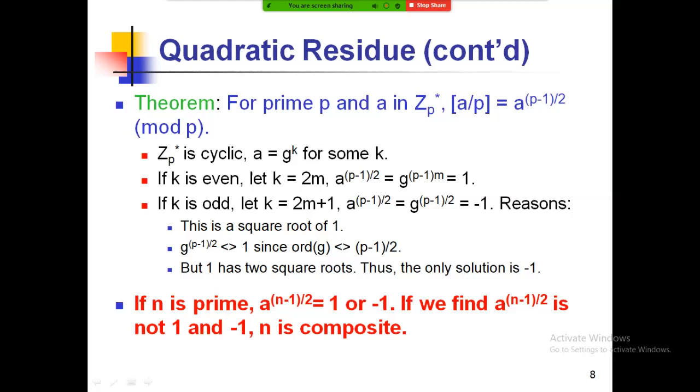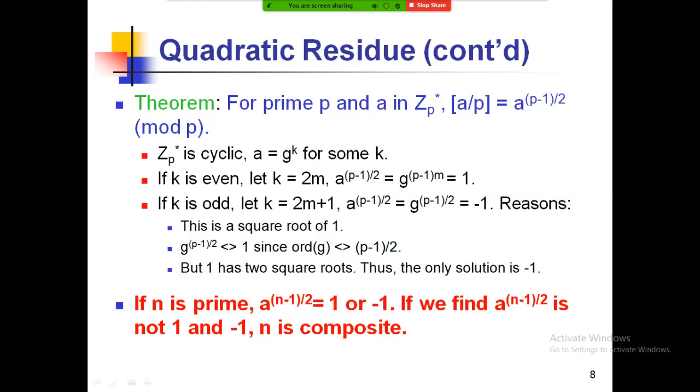This is the square root of 1. And g power p minus 1 by 2 is not 1, since the order of g is p minus 1. Okay, but 1 has two square roots. Hence here the only solution is minus 1 alone.